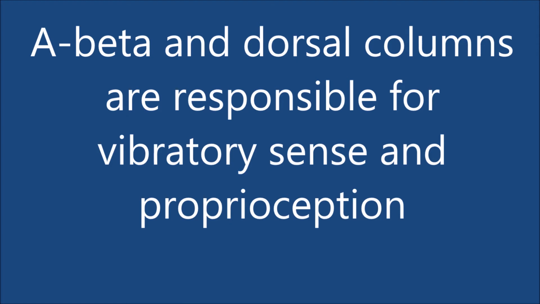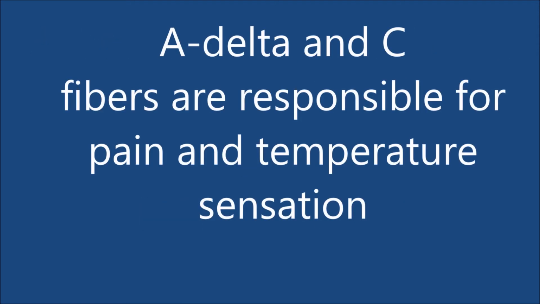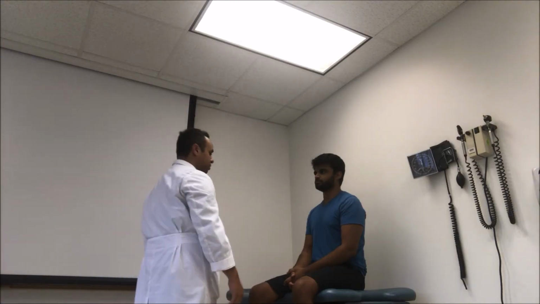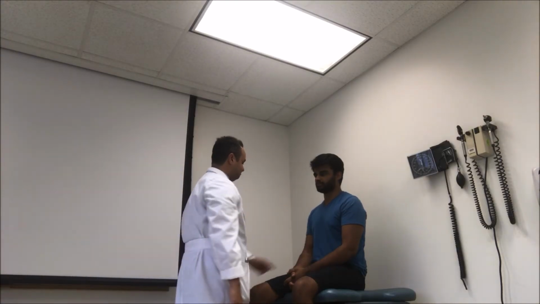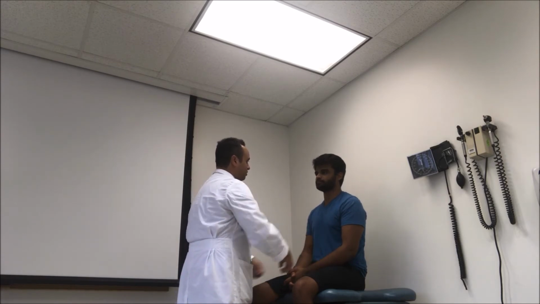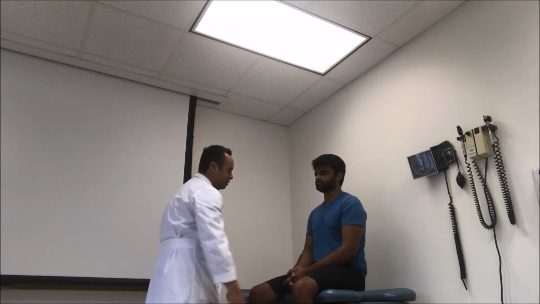These are responsible for vibration and proprioception, while A delta, which is thinly myelinated, and C fibers, which are unmyelinated, are going to be involved with the pain and temperature sensation. As you can see in the video, you're simply assessing light touch with either your glove or your hands. Note each of the 4 extremities and note for any asymmetries to light touch.